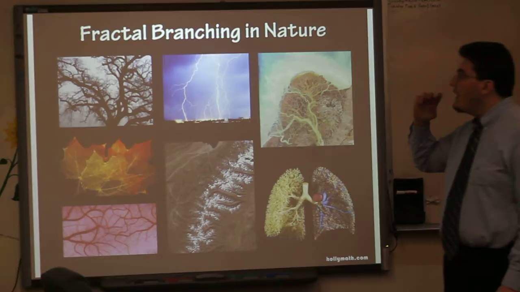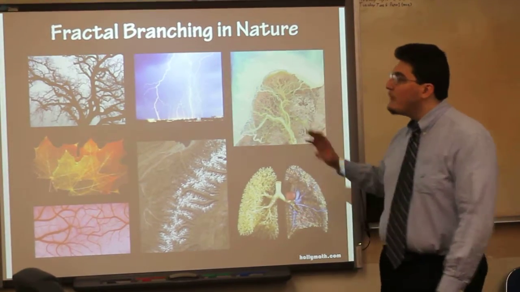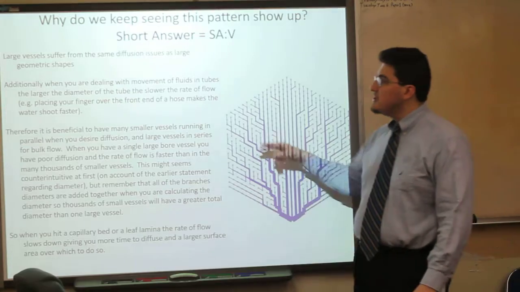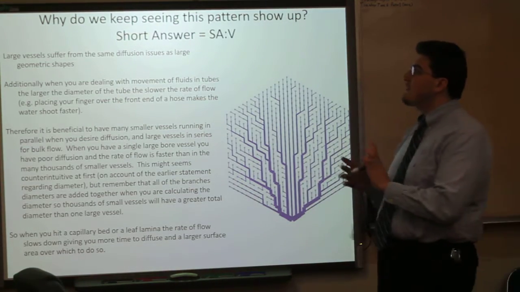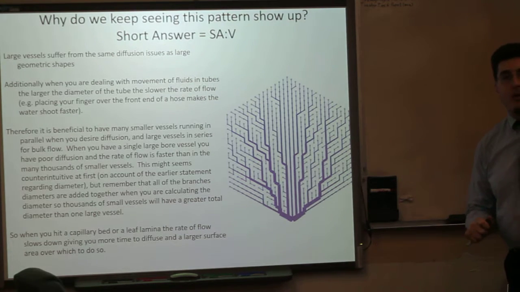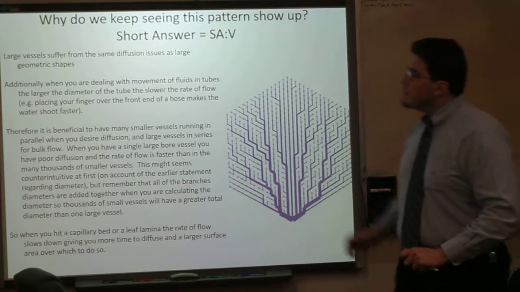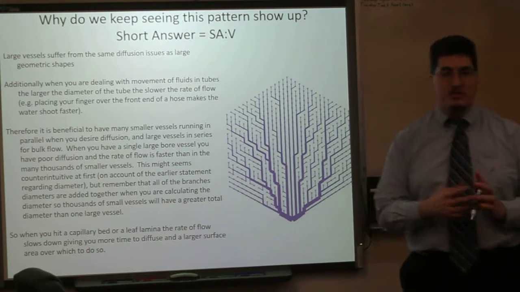So I'm going to talk now about fractal branching for a moment and how it pertains to surface area to volume ratio. We keep seeing this pattern show up in nature, this fractal branching. The short answer for why we keep seeing it is surface area to volume ratio. Larger vessels will suffer from all the same diffusion issues as geometric shapes.